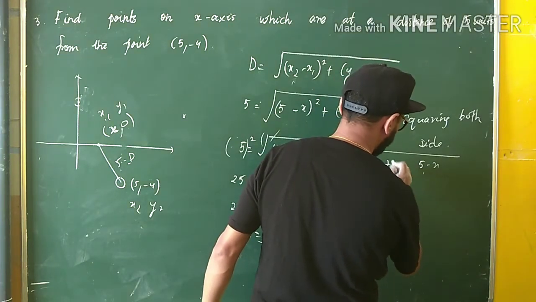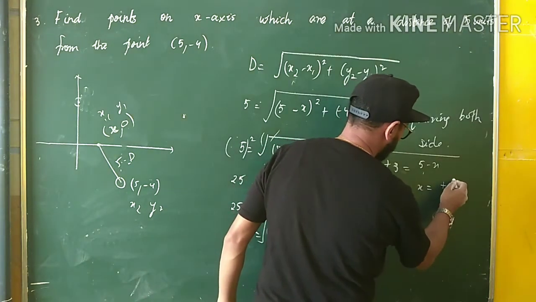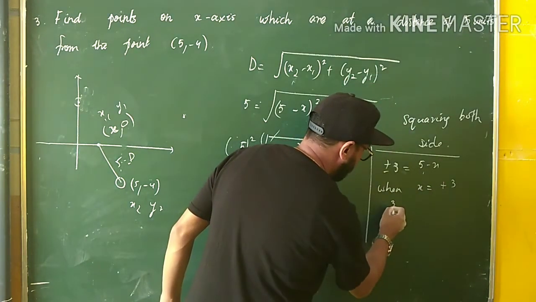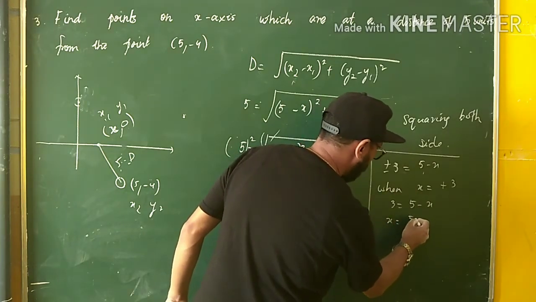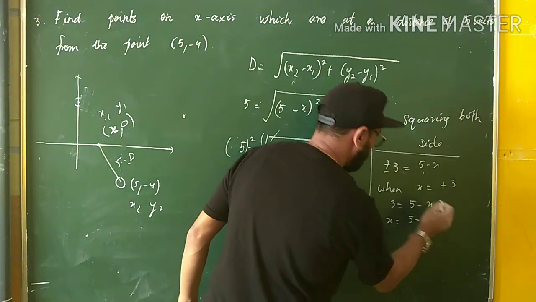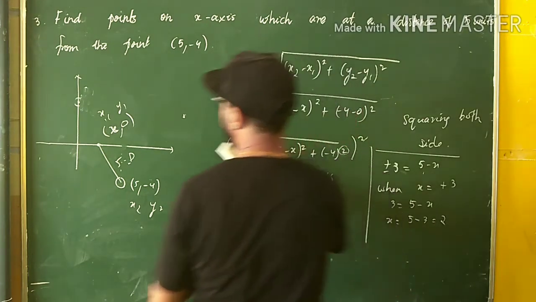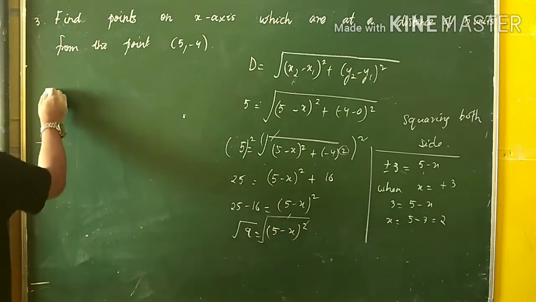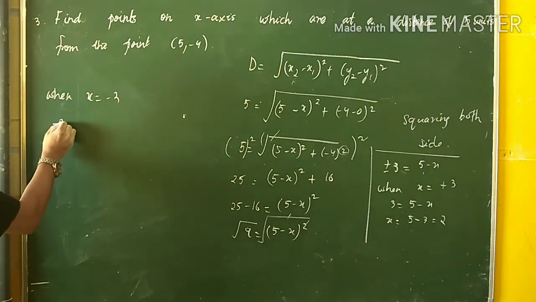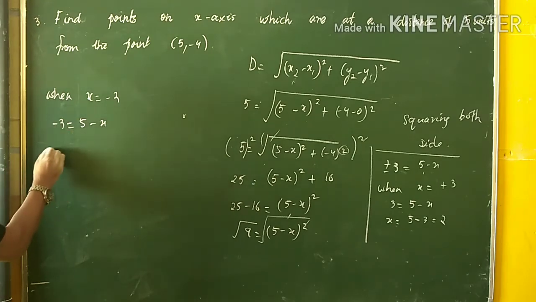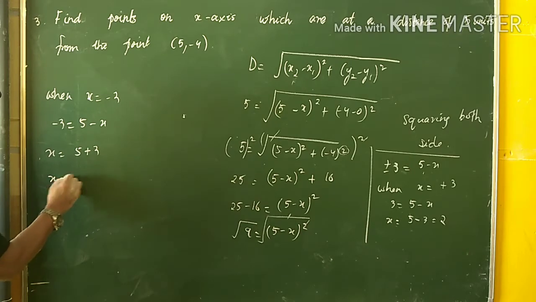Okay? So when x is equal to plus 3, then let's take x to this side. 5 minus 3. So we get 2. Okay? And when x is equal to minus 3, then the value of x will be, if you take x to this side, it will be positive. So x is equal to 8.